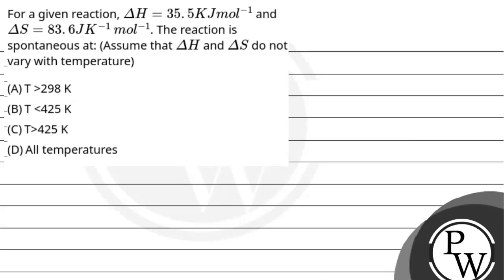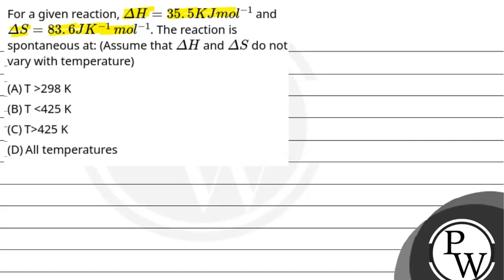The question says, for a given reaction, delta H, that is change in enthalpy, is given as 35.5 kilojoule per mole, and delta S, that is change in entropy, is given as 83.6 joule per Kelvin mole. The reaction is spontaneous at, so we have to find at what temperature the reaction is spontaneous. We have to assume that delta H and delta S do not vary with temperature.